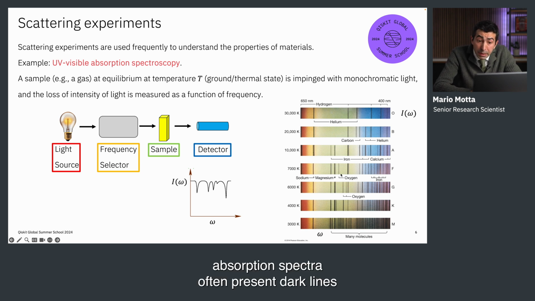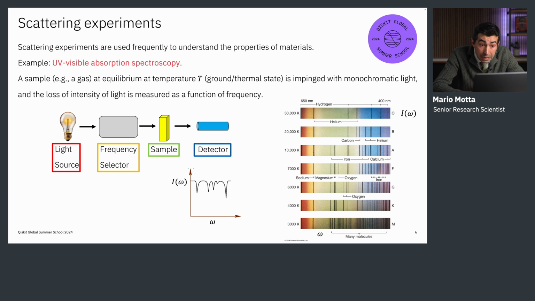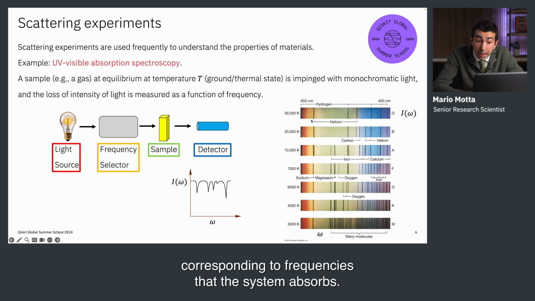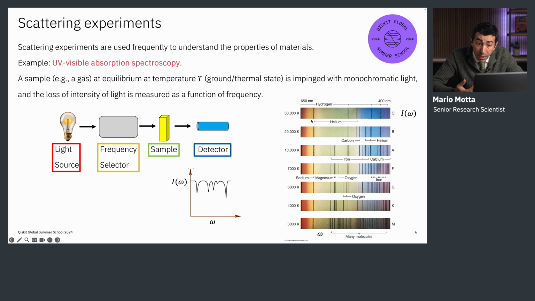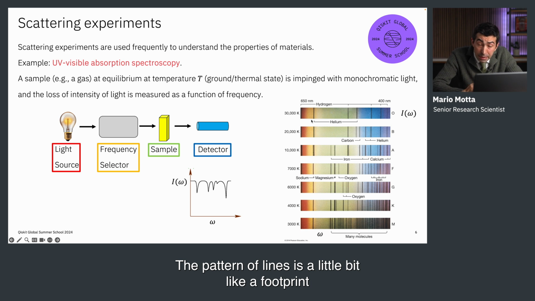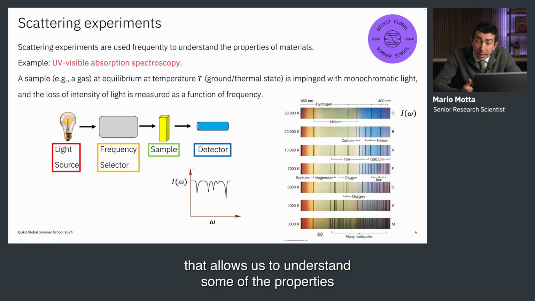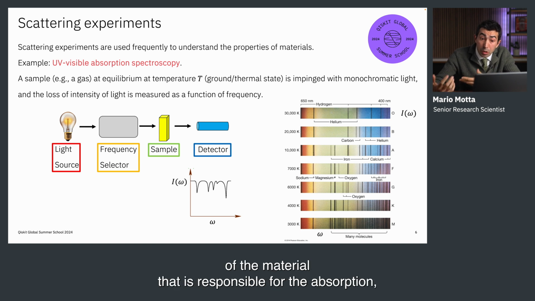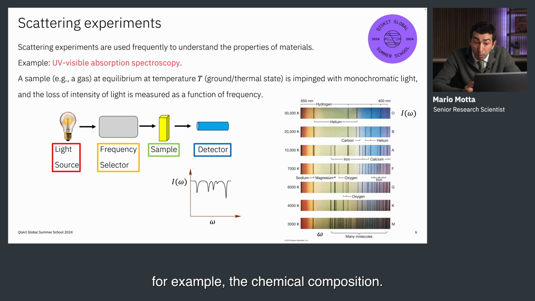Ultraviolet absorption spectra often present dark lines corresponding to frequencies that the system absorbs. The pattern of lines is a little bit like a footprint that allows us to understand some of the properties of the material that is responsible for the absorption. For example, the chemical composition.